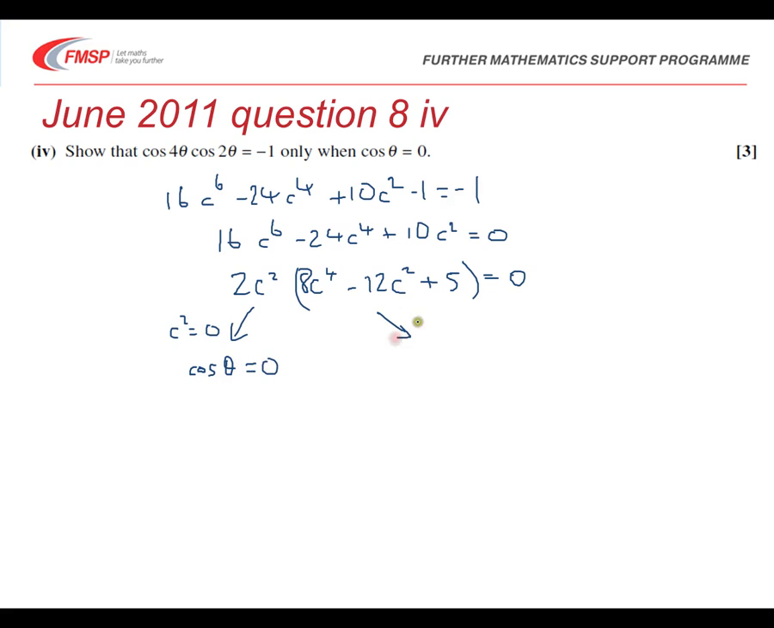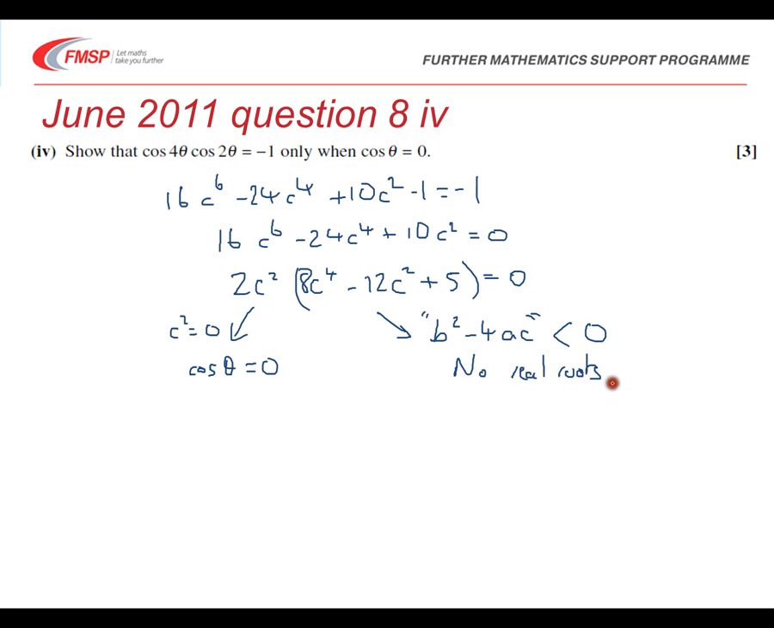And again here, b squared minus 4ac, 144 minus 4 times 8 times 5, 4 lots of 8 times 5 is 160, 144 minus 160 is negative, is what I should have said. And again, no real roots.